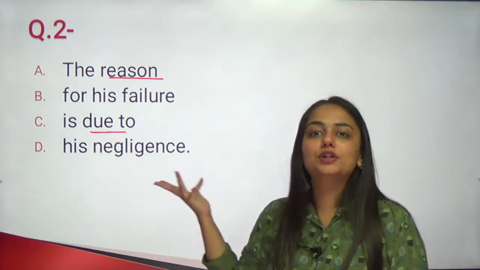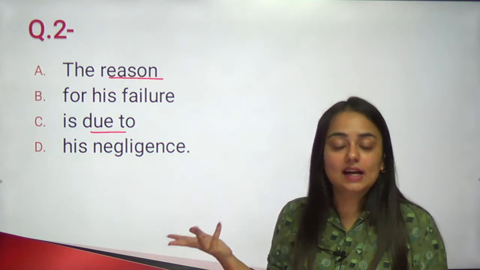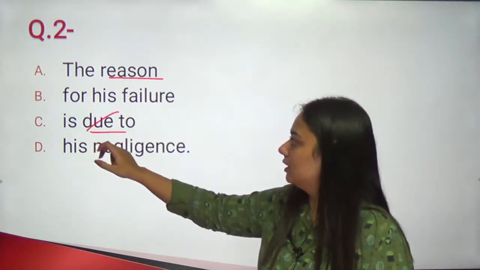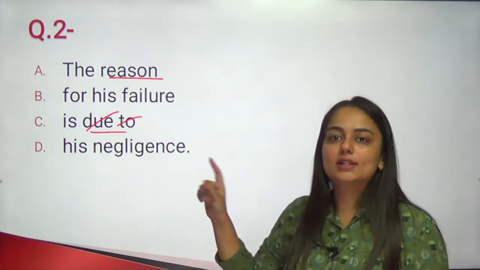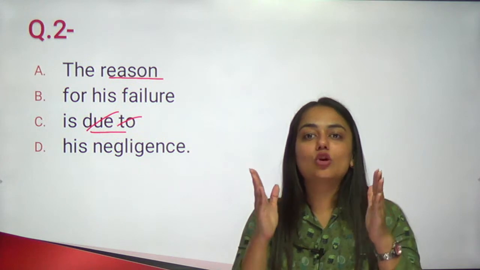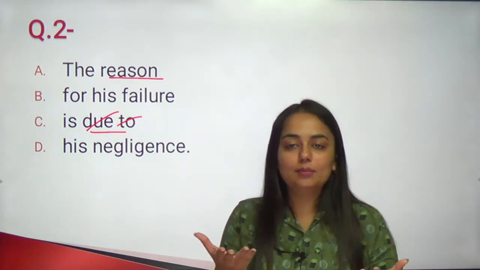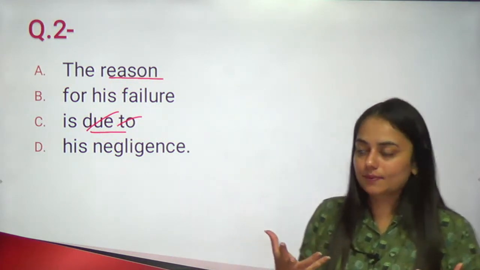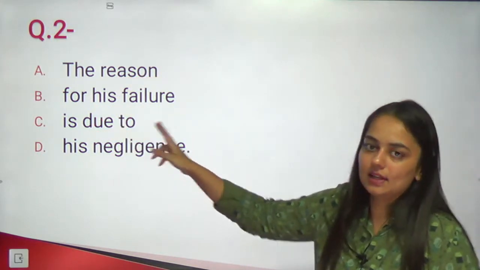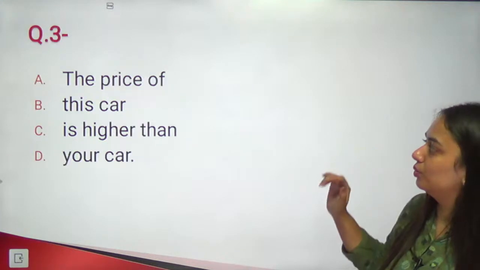Why do you have to write due? It's not needed. It's unnecessary. If I say the reason for his failure is his negligence, it makes complete sense. It's clear and concise. These are the options that are always correct. They convey the same meaning and they are more concise. So this is error of redundancy. Error was in C. We have to omit due to.